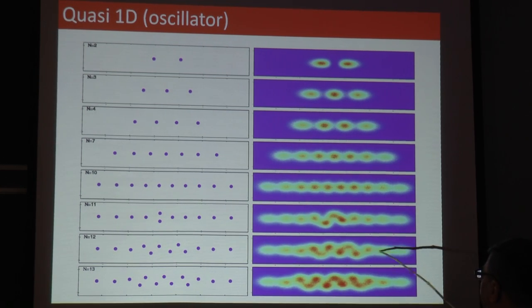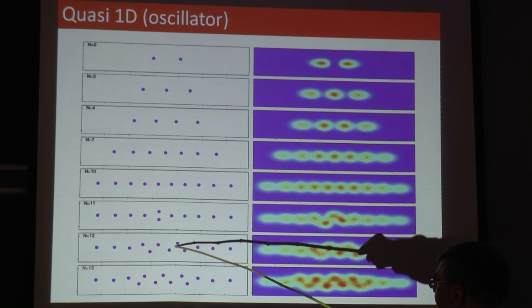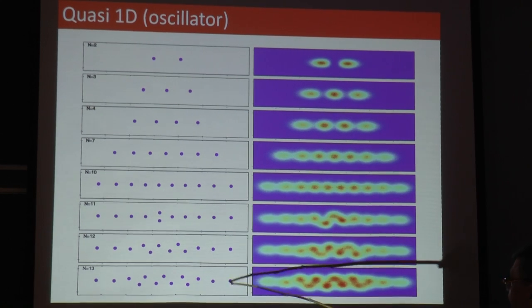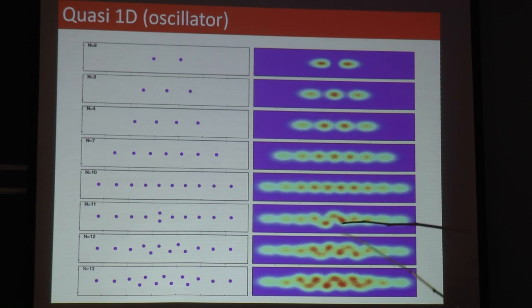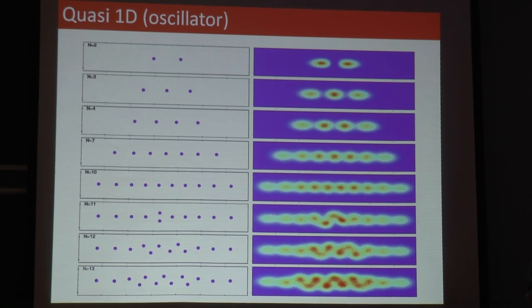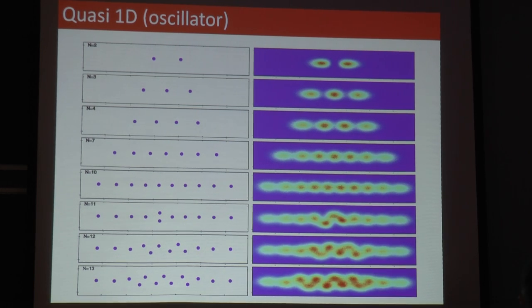And this is 12 particles, and we see that such 2 triangles can be easily seen, 1, 2, 3, 1, 2, 3. And these are 13 particles. So we see this triangular structure is developed. So this is the second shell when we exceed this number of particles equal to 10.